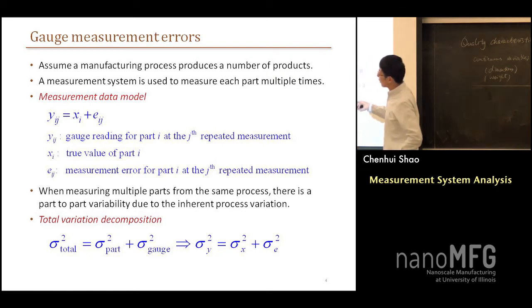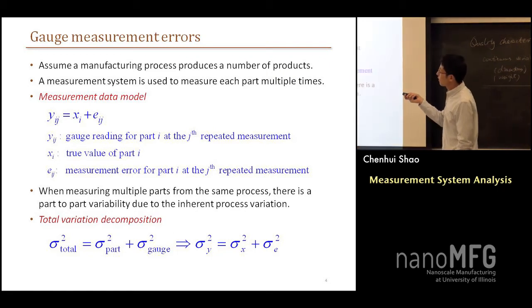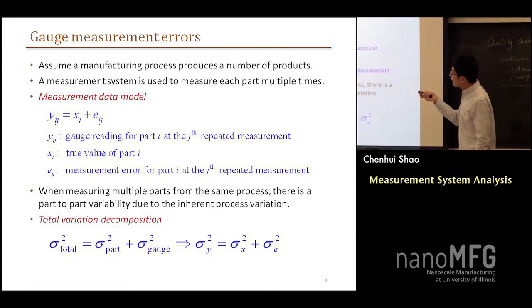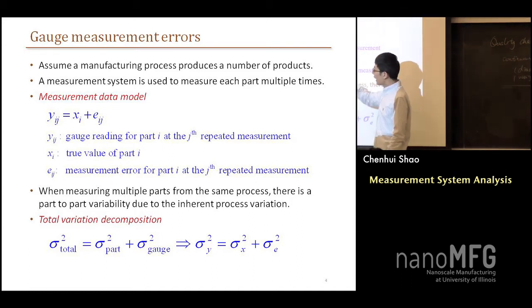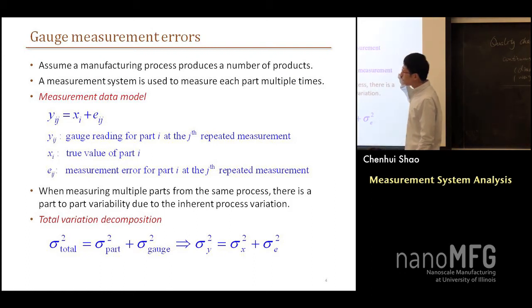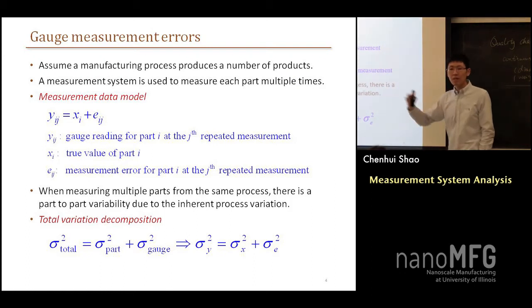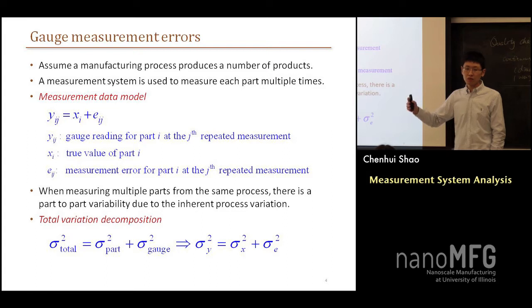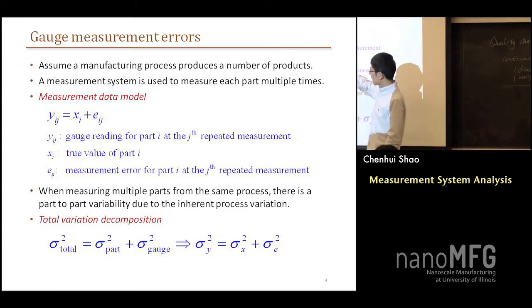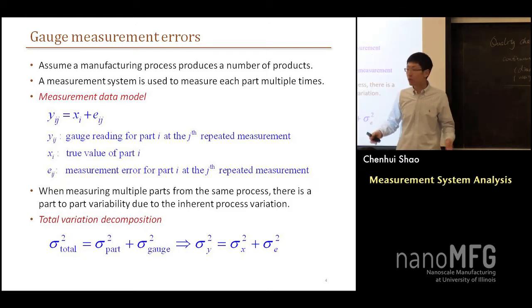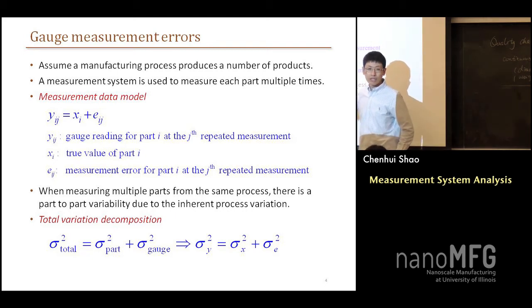So then we have this model. Yij is decomposed into 2 parts, Xi plus Eij. The subscript i is the part number. Let's say we have n parts, so i will take a value from 1 to n. And j is the index for the measurement sequence. So for one product, you measure 10 times, for example, so j will take a value from 1 to 10.